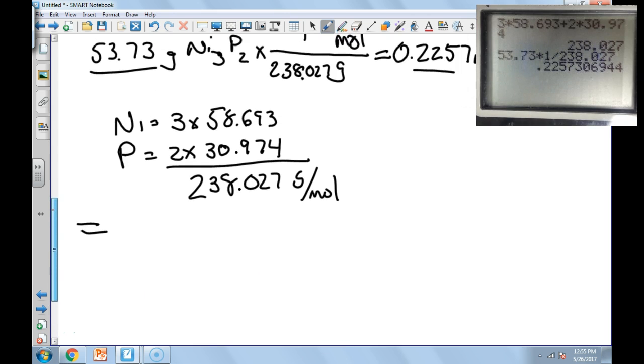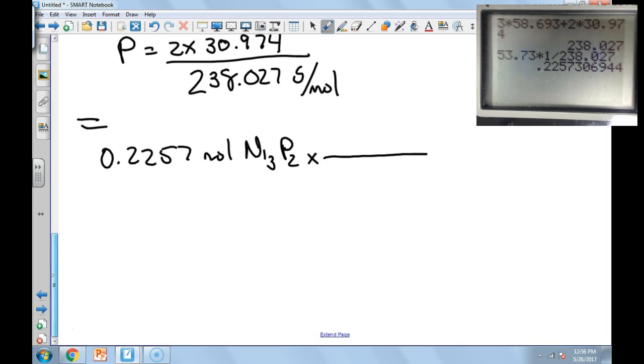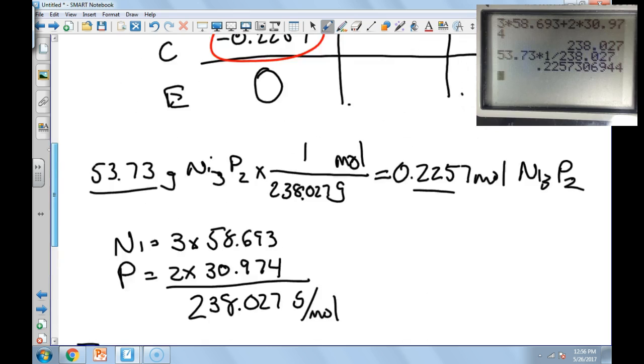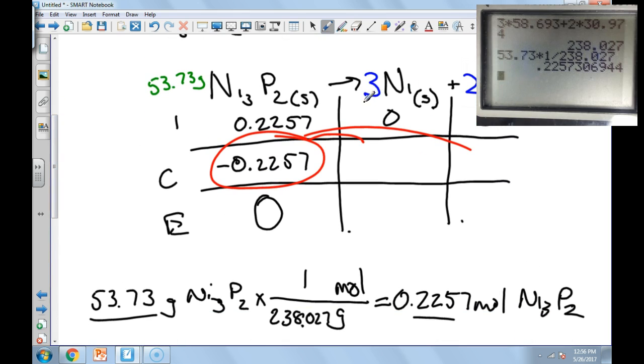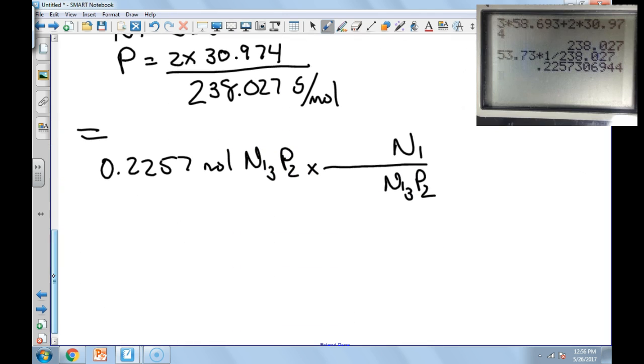Okay, and so what I know is that I have 0.2257 moles of Ni3P2. We're going to X-line it because that's how we convert all our values. And now instead of worrying about mole or gram, we're trying to get rid of Ni3P2, and we're trying to convert that to nickel. And we're going to use the coefficients of our balanced chemical equation, and we know that for every 3 nickels that we produce, we need 1 nickel phosphide. So this is in a ratio of 3 to 1. Okay? And so now we do the math.